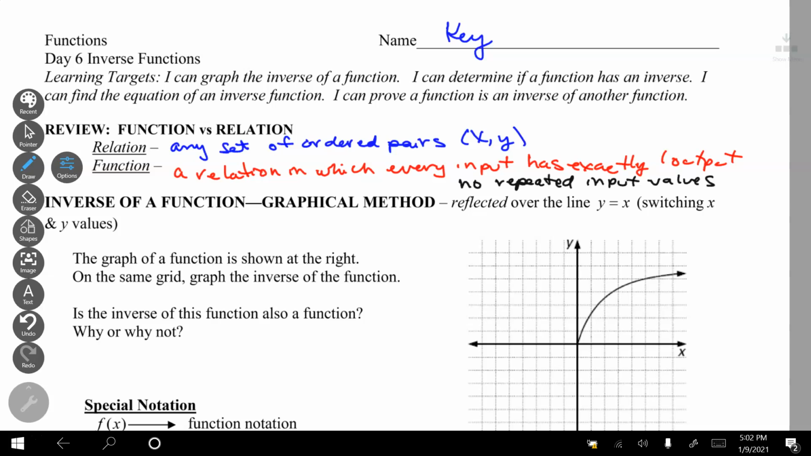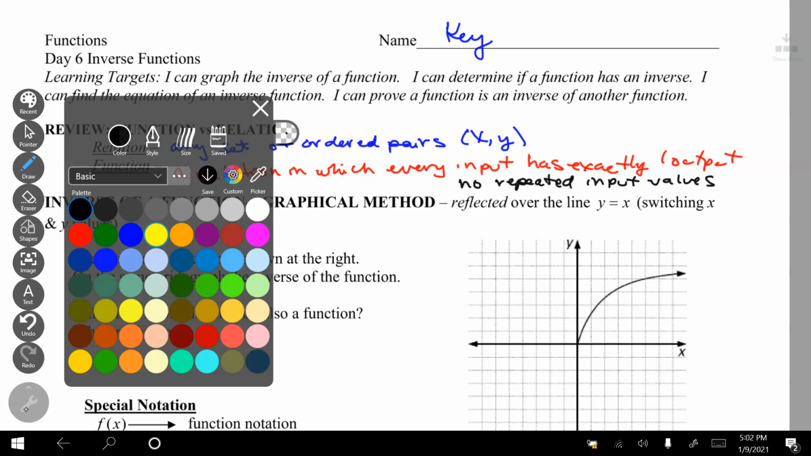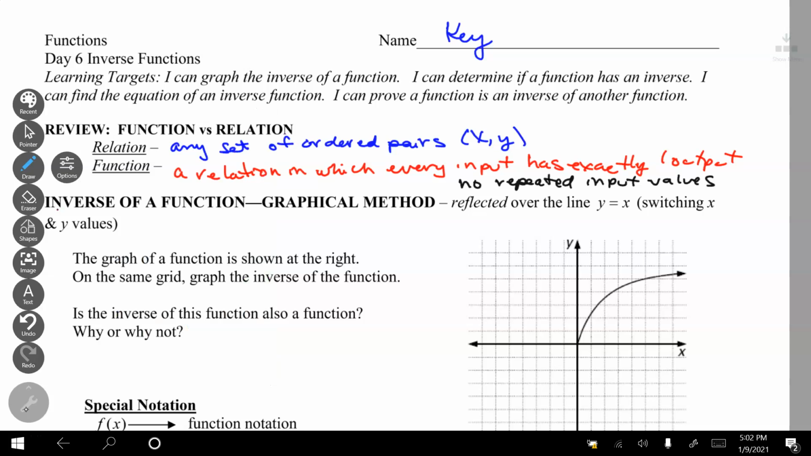So let's talk about what is an inverse. Well, an inverse of a function is we're going to reflect over the diagonal line y equals x, and when we do that, we are switching x and y values. So let's first draw this diagonal line.